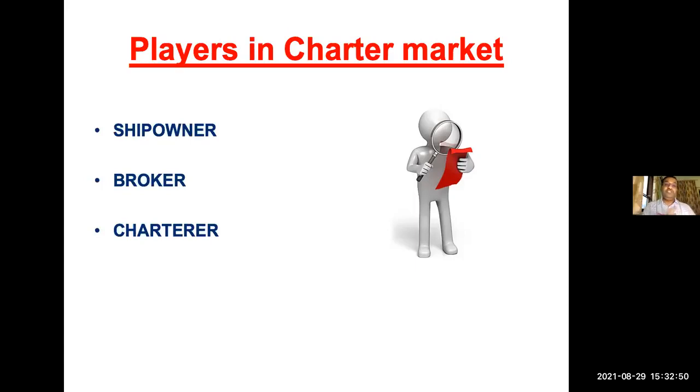Nishi, who is the ship owner. Chintu, who is the second buyer of the cargo. And Swapnil, who is the third buyer of the cargo. Am I right? All of you agree with me with this definition? Yes, sir. Whatever I have said, all of you agree with me. Yes, sir. Nishi Gupta, can you unmute yourself?